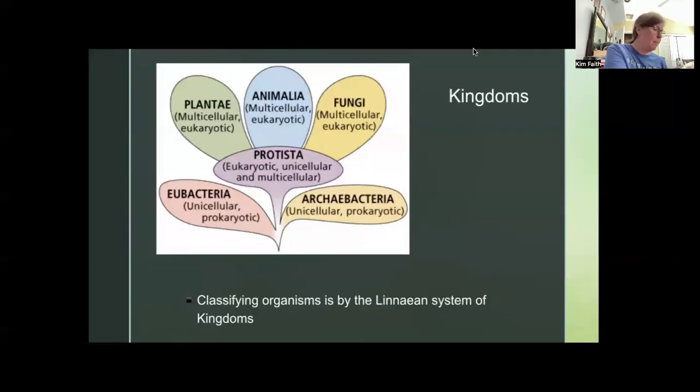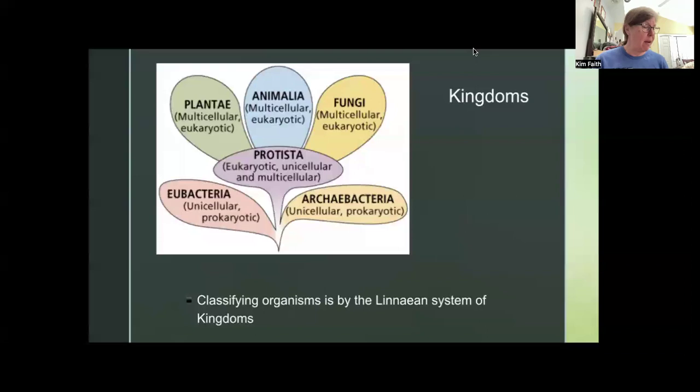There is a problem with Kingdom Protista. Kingdom Protista is kind of a junk drawer. There were a lot of organisms that didn't quite fit into the plant, animal, fungi kingdom or bacteria. And so we threw things that we didn't know where they fit into Kingdom Protista. Since then, with DNA technology, we are able to compare DNA and we are able to unpack Protista. And that's a totally different type of classification system.